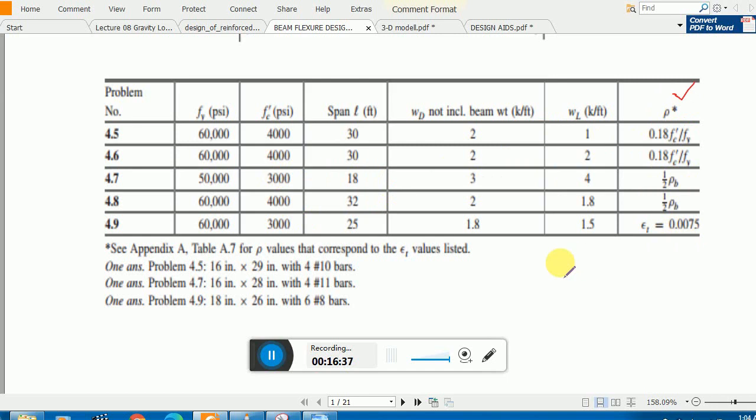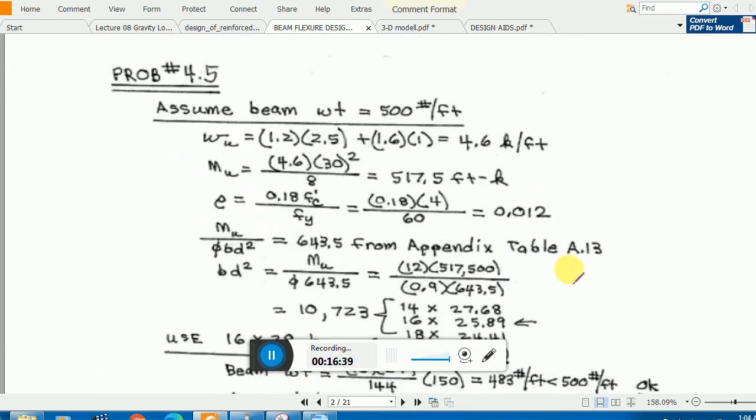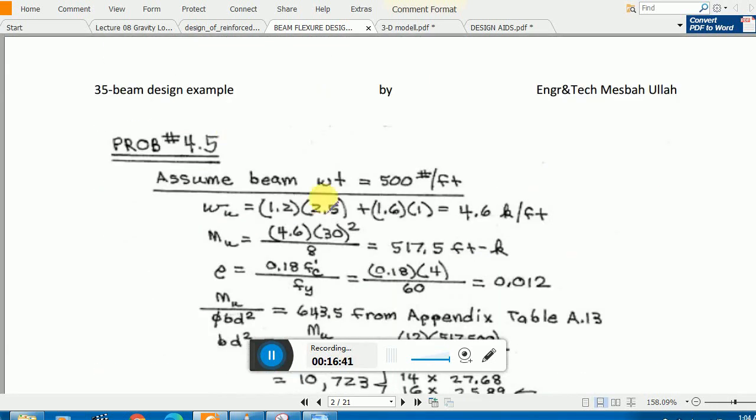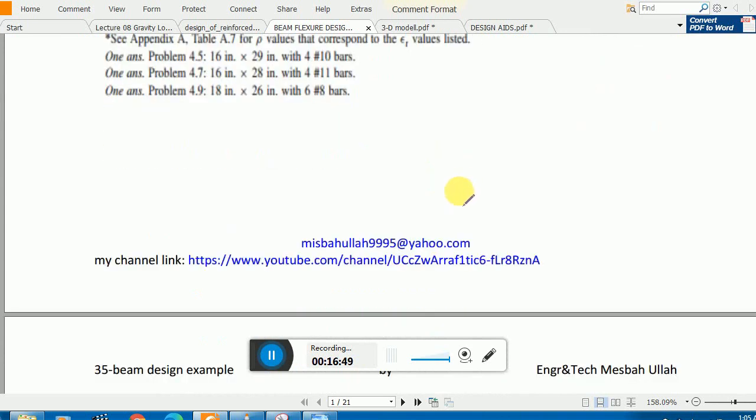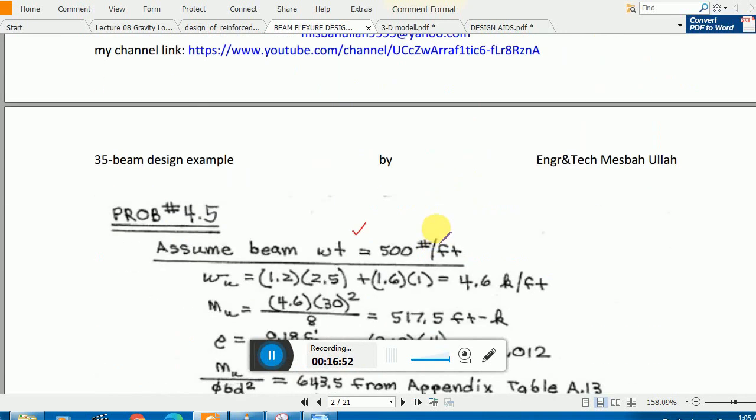Now let's start. This is example number 4.5. Assume the weight of the beam. Remember, the weight of the beam is assumed because it is not included in that dead load. So we have to assume it in the initial stage, and then if our assumed weight is greater than the calculated weight, the design is okay. If the calculated weight is more than the assumed weight, then we have to repeat the calculation. The weight of the beam is assumed roughly 15 to 20 pounds per foot.